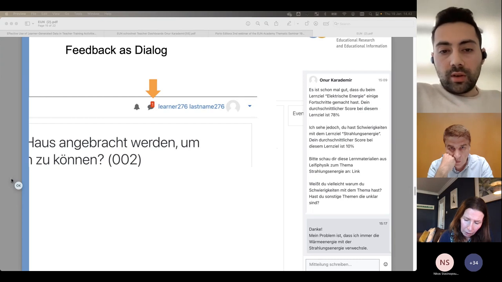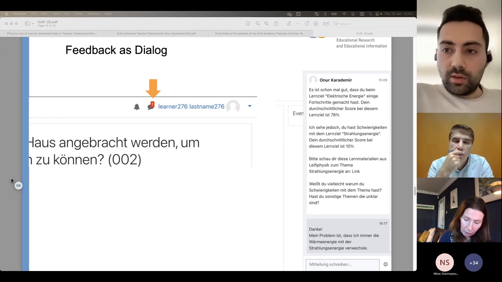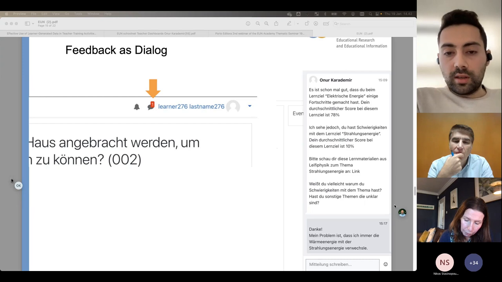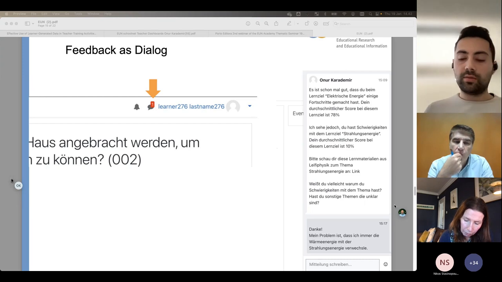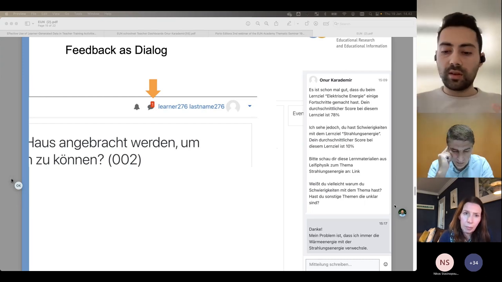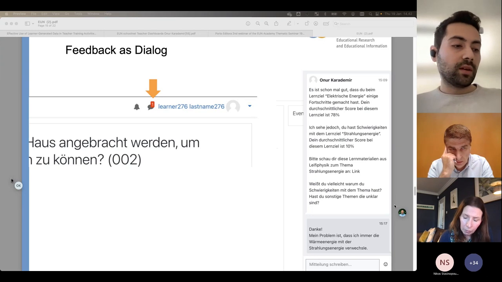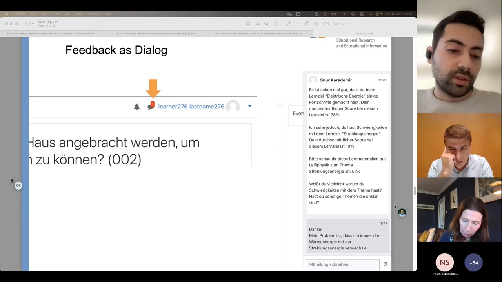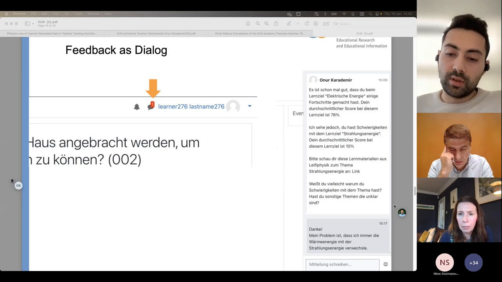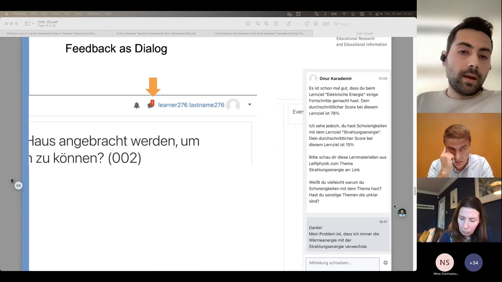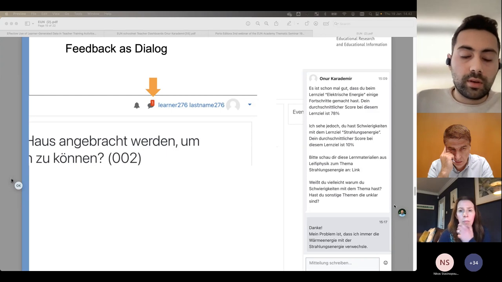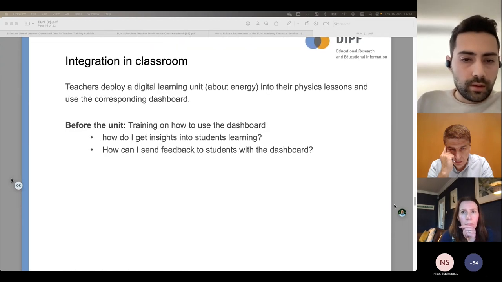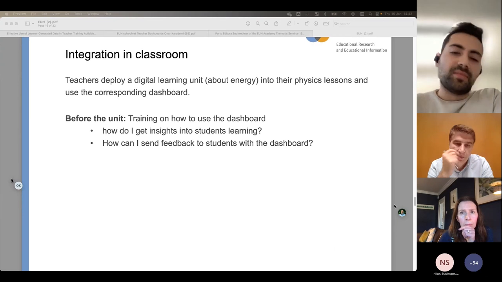And we want to see, okay, does it make sense to use this in this classroom? Does it give teachers a better feeling of teaching? Does it improve the teaching quality? And most of all, does it improve the learning quality? Does it improve the students' learning? And this is why the third step is important. The next slide.